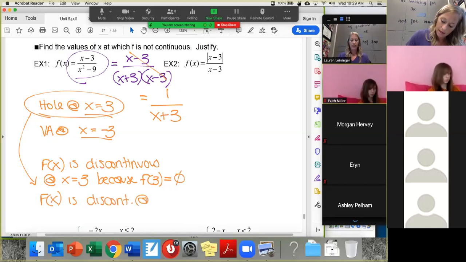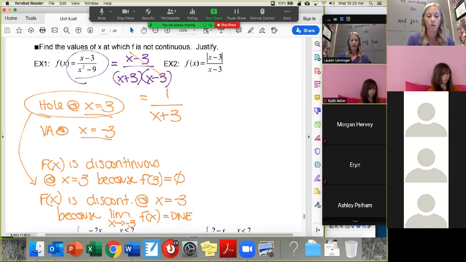discontinuous at x equals -3 because what's going to be the issue at -3? Which of my 3 statements? The limit won't exist, because at asymptotes, the limit does not exist because they go opposite directions. So I would say the limit as x approaches -3 of f of x equals DNE, or the limit does not exist.